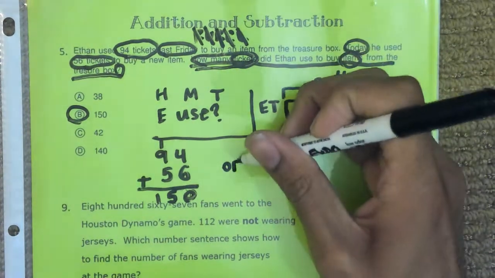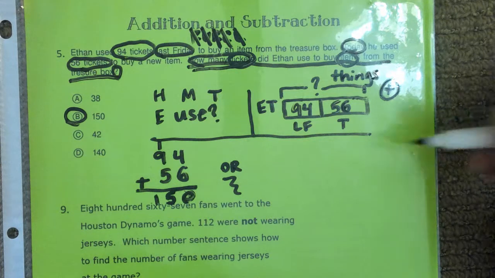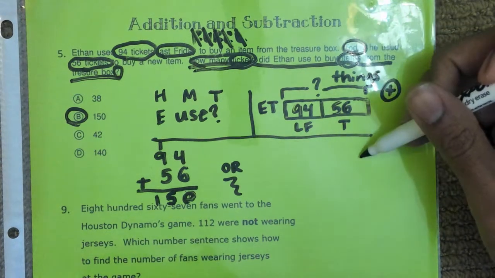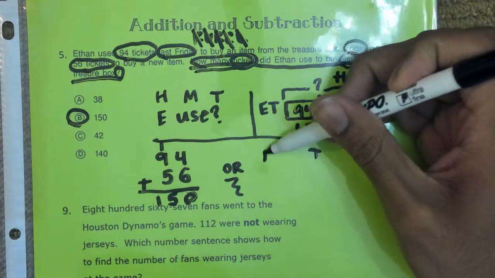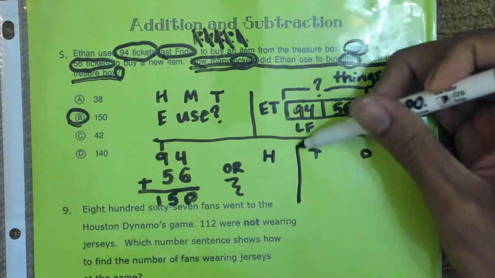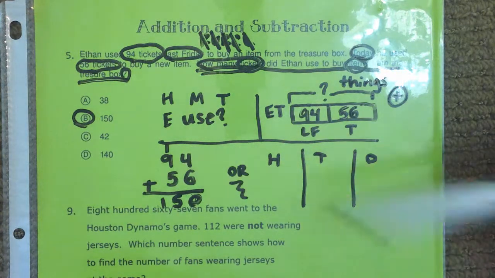Or, if drawing the base 10 picture works better for you, let me show you how to do that. Let's start with drawing our place value chart. Ones, tens, hundreds. Let's draw 94.